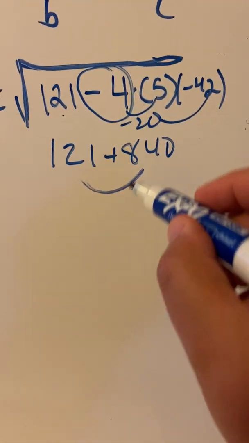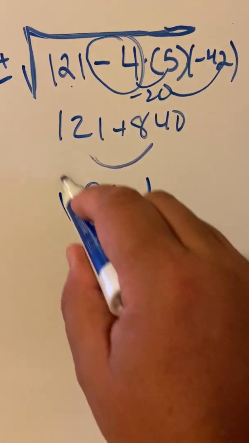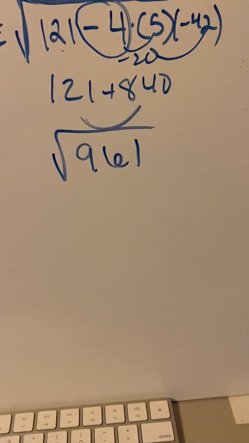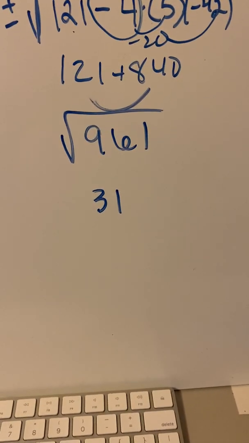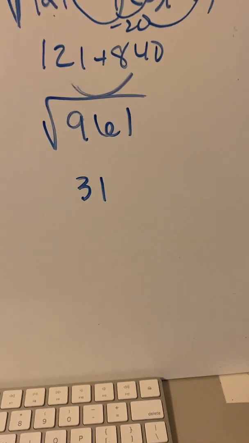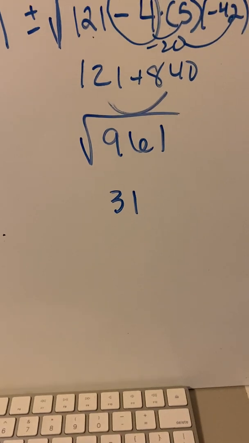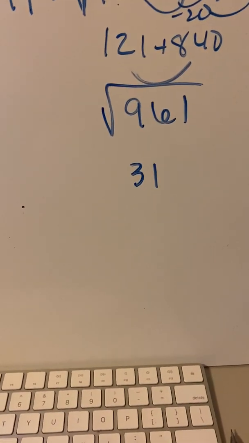Now, 121 and 840 make 961. And I doubt very many of you know offhand that the square root of 961 is 31. Okay, you may not know that. You can use a calculator, so don't freak out. You can use a calculator to find out the square root of a number. That's not illegal. You're big boys and girls now, you can use calculators.